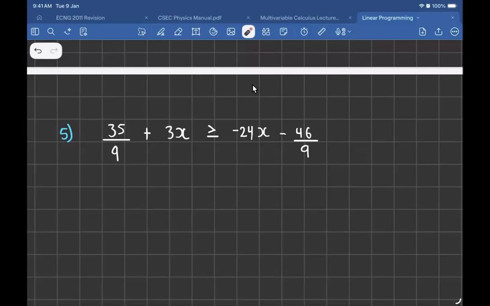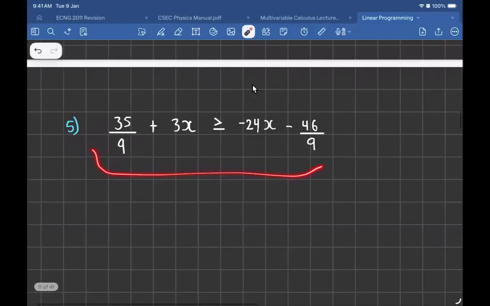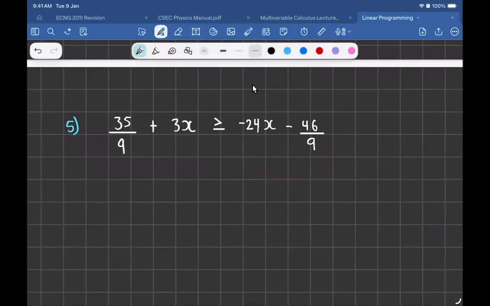All right, let me attack this question, Jada. What are we trying to find over here? X. Okay, and if we're trying to find x, what shouldn't be on the left-hand side then? 35/9. That shouldn't be there. So we're going to move that across. Okay, let's look at the right-hand side. Is there anything that should not be over there? Negative 24x. Right.